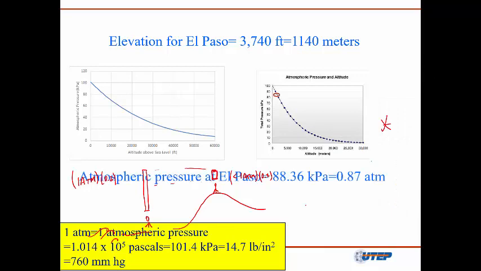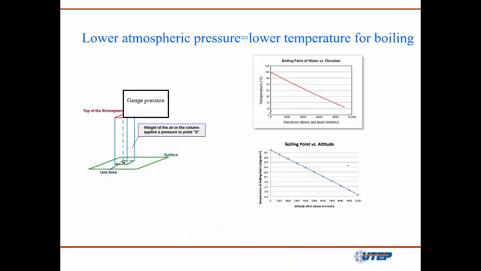So atmospheric pressure in El Paso, we have 0.87 atmospheres. Okay. So lower atmospheric pressure, lower temperature for boiling. Again, the same concept of the pressure on top of the water. If I increase the pressure, the boiling temperature increases, but if I decrease the pressure, the boiling temperature decreases.